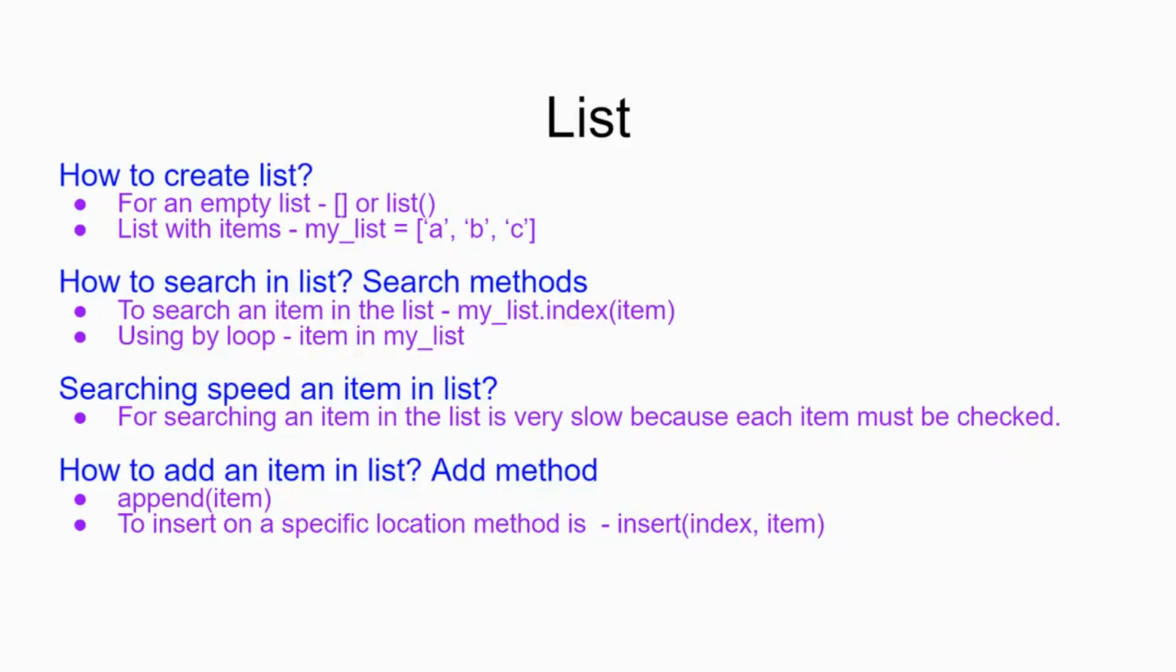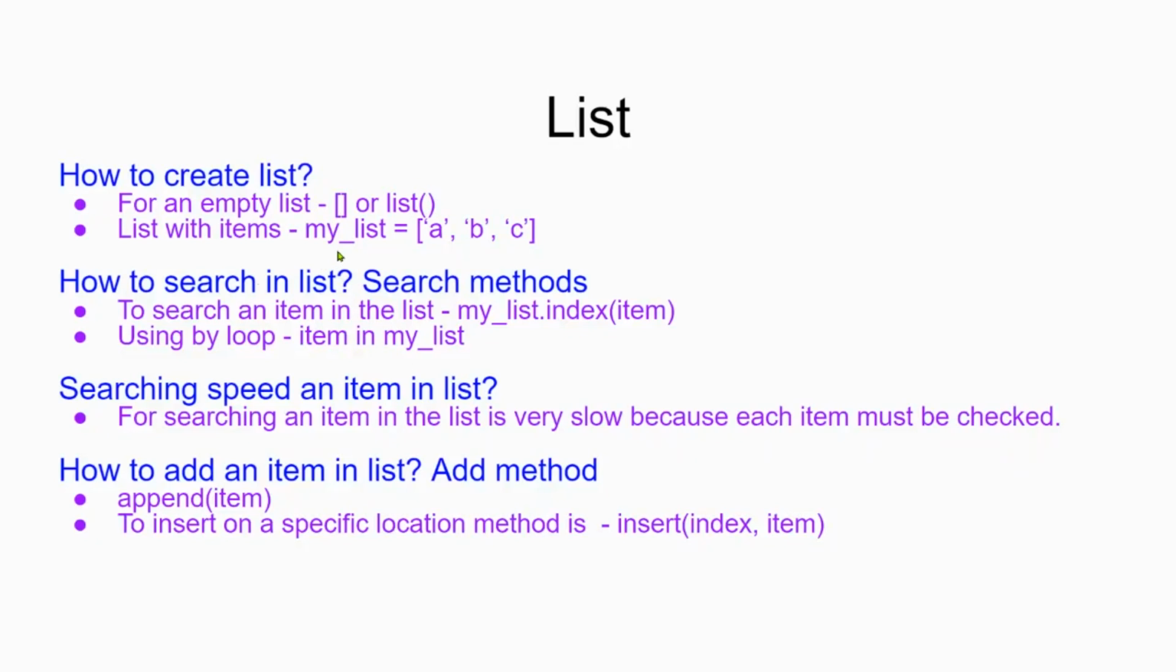Where do you use a list? We can see plenty of examples in Python where lists have been used. Normally a list is used for storing similar items, and where items need to be added or removed. So how can you create a list? You can create an empty list like this with brackets, or list with parentheses, like this empty list.